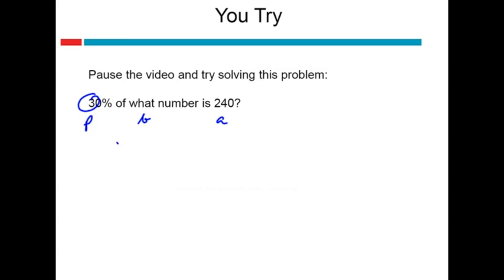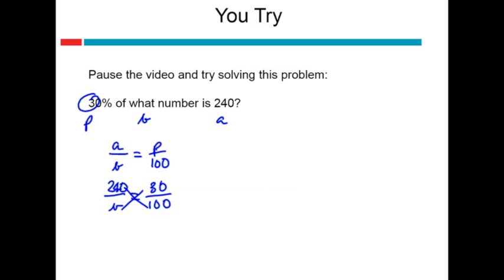So we write our proportion, amount over base equals percent over 100. We know that our amount is 240 over B, our missing base number, and our percent number is 30 over 100. So we're going to cross multiply or multiply along the diagonals.